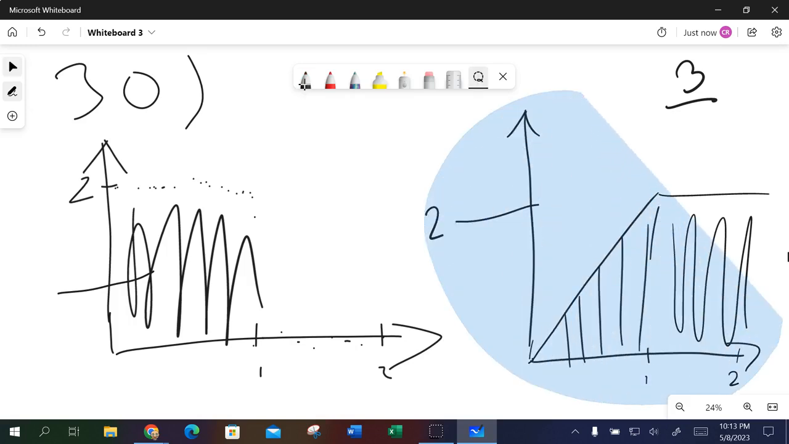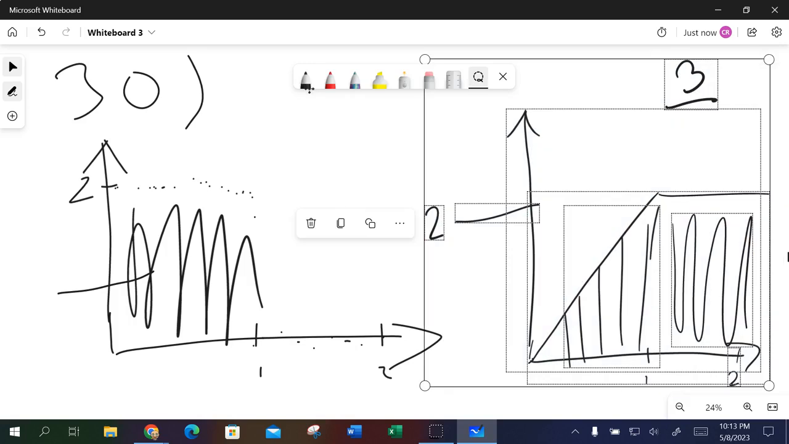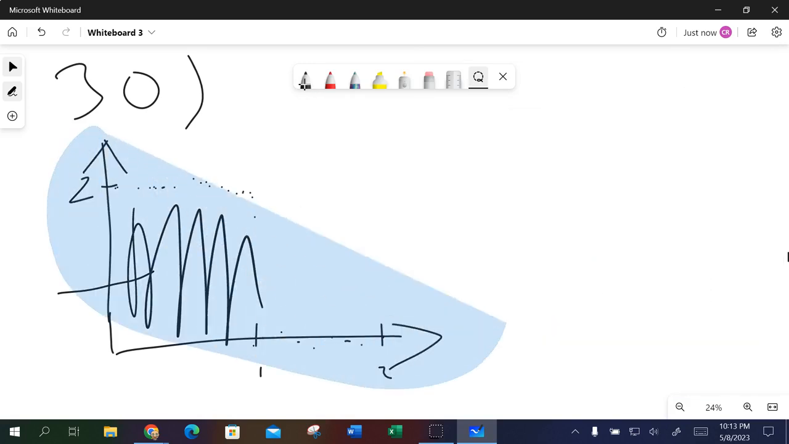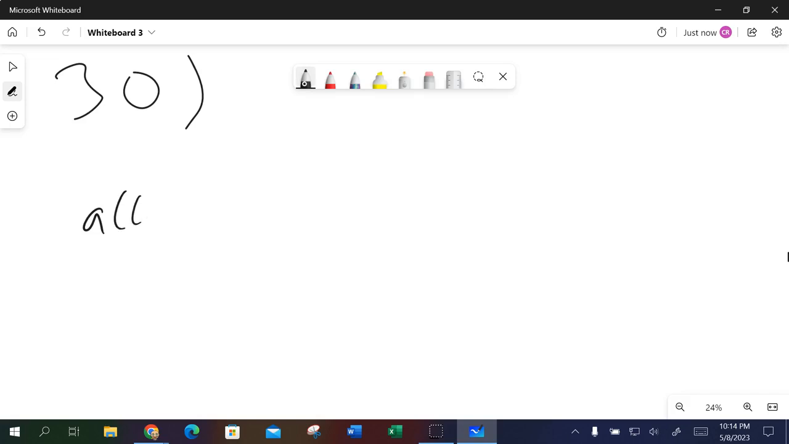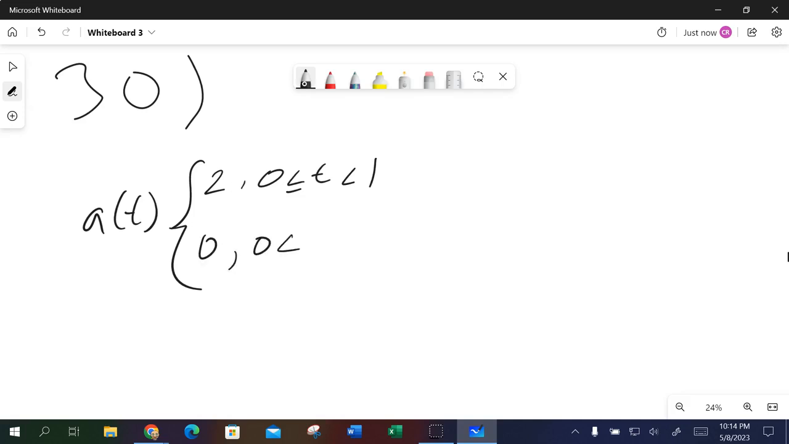However, if we want to prove why this works, we do this the calculus way. And so we're going to write our equation for what acceleration is. So acceleration as a function of t is equal to 2 for 0 less than or equal to t less than 1, and 0 for 1 less than or equal to t less than or equal to 2.